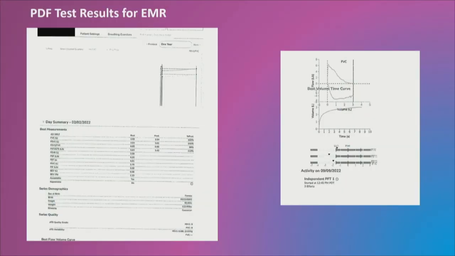So this is what the PDF looks like. Again, I just wanted to show this. This is for one individual test. This is after we had thrown out or rejected a test. So this is something that we get uploaded into the EMR.